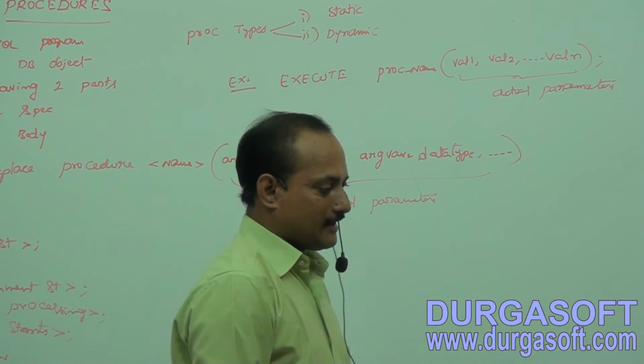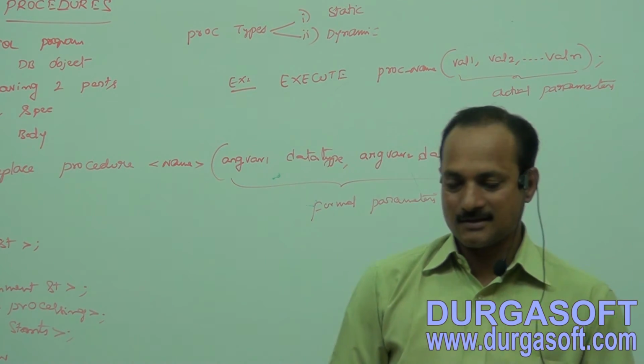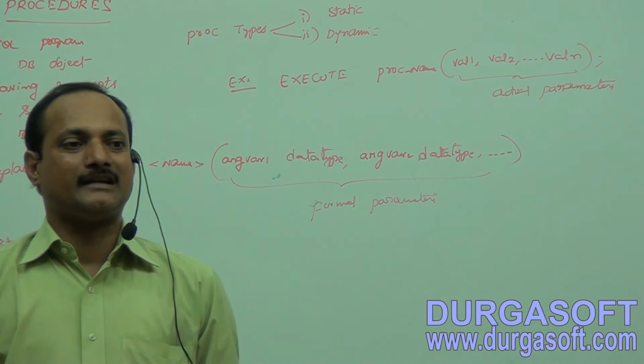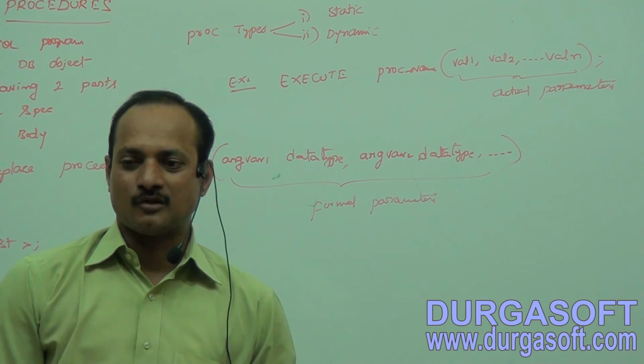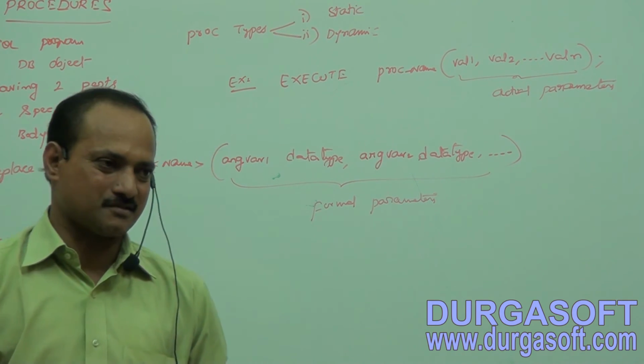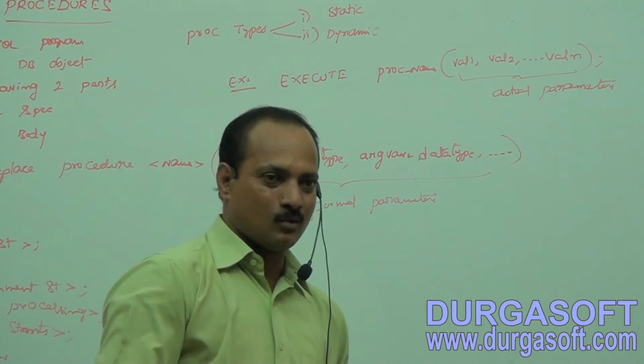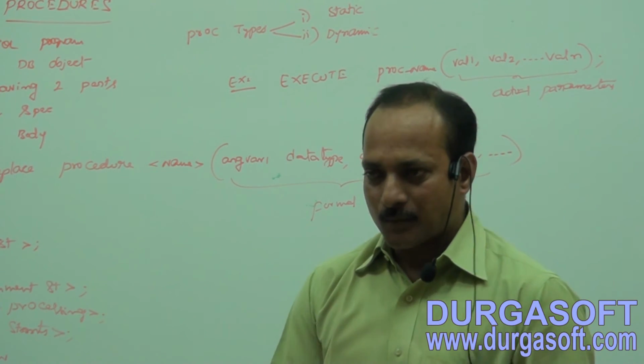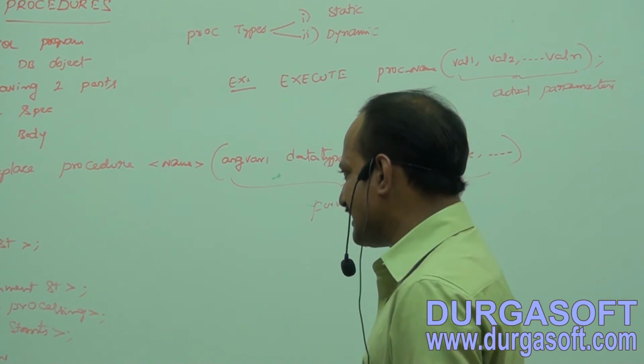What are the advantages of using procedures? Procedures are compiled once. We call them one-time compilation objects: procedures, functions, packages and triggers. Only one time they will be compiled, but any number of times you can execute these objects.